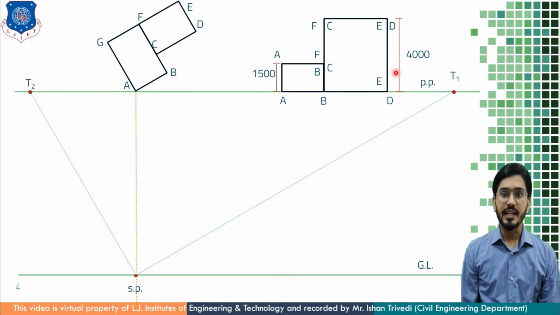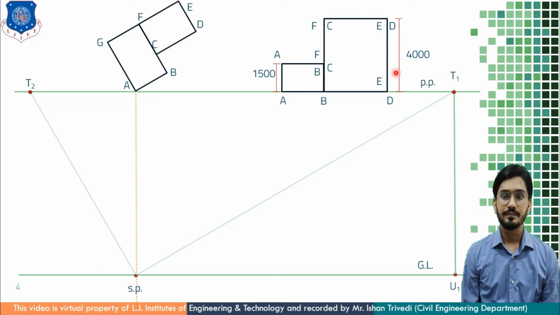Now, from the T1 point I will draw a perpendicular line, and this line is going to connect to the ground line, and that point is the U1 point. In the same manner, I'll draw a perpendicular line from the T2 point and it connects to the ground line at the U2 point. This is the actual concept of perspective drawing.